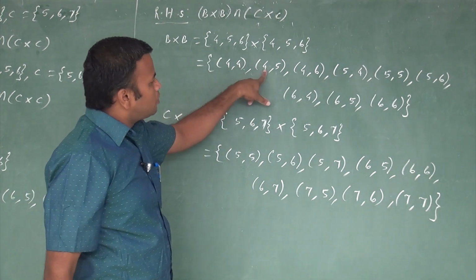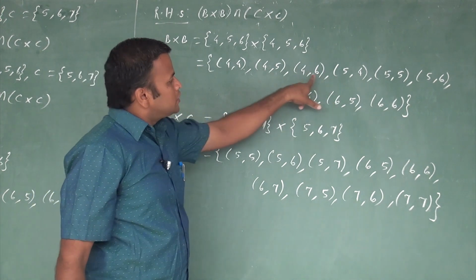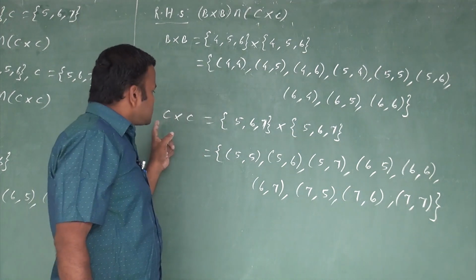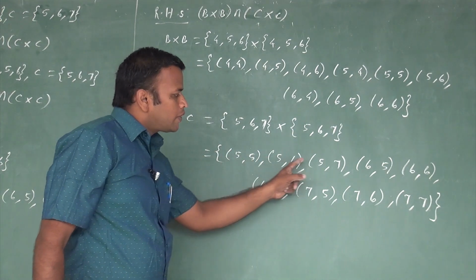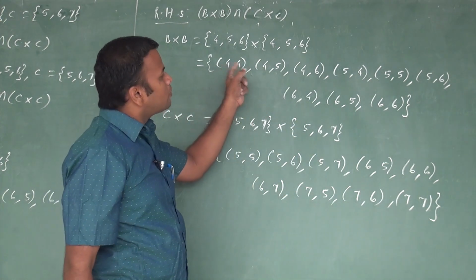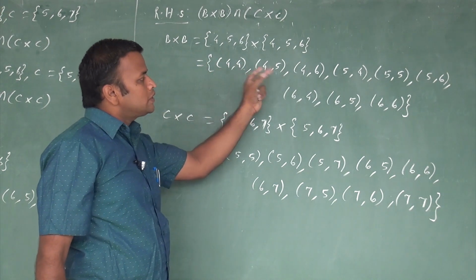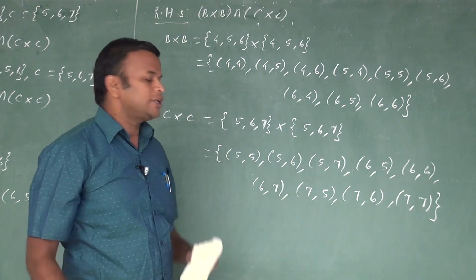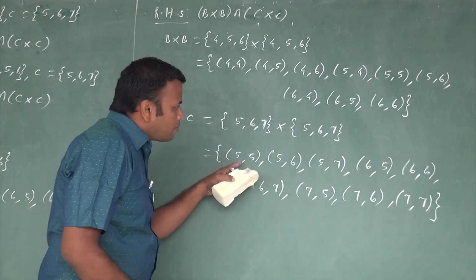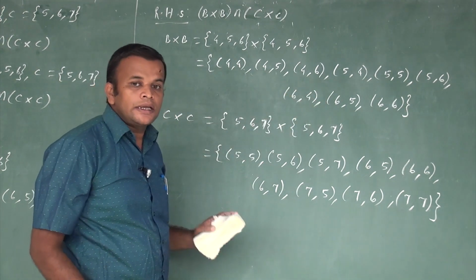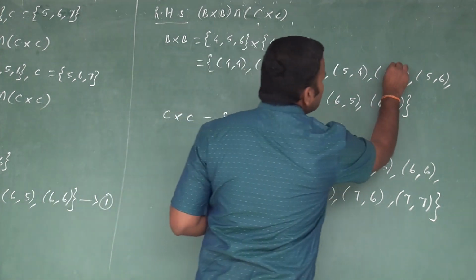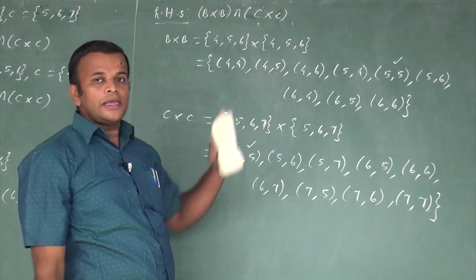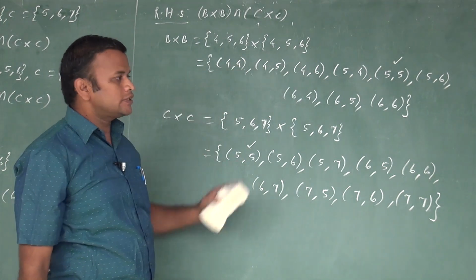4 comma 4, 4 comma 5, 4 comma 6, all these involve a first number of 4. In C cross C, all the numbers start from 5. So the pairs starting with 4 do not occur here. So we check what is common. You see 5 comma 5 is common. I take the common ordered pair 5 comma 5. So 5 comma 5 is common in both the sets.